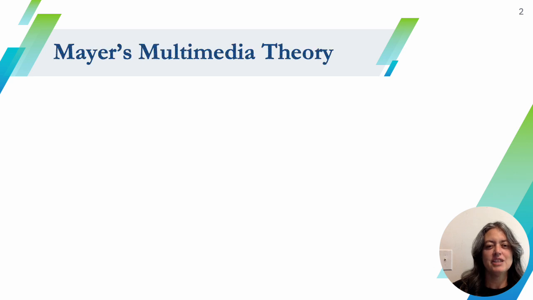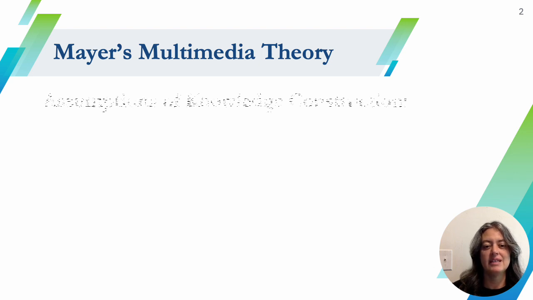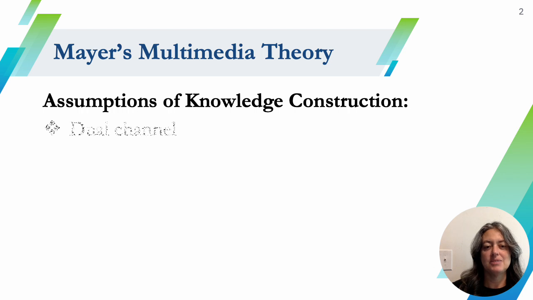Let's start with the Mayer multimedia learning theory. This theory explains how the mind processes information better when words and pictures are paired together in the right way. It explains how to design slides, videos, and digital lessons to help learners learn instead of overwhelming them. This theory is based on three assumptions.